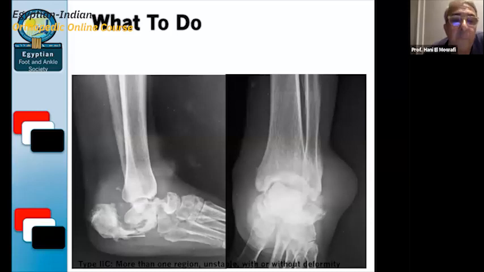Another example for these cases: it is unstable, and we consider it type 2 according to the Mansoura classification, type 2C. So it is unstable, whatever the deformities or not. But actually, the patient underwent reconstruction of the foot, also to improve the mechanics of the foot.